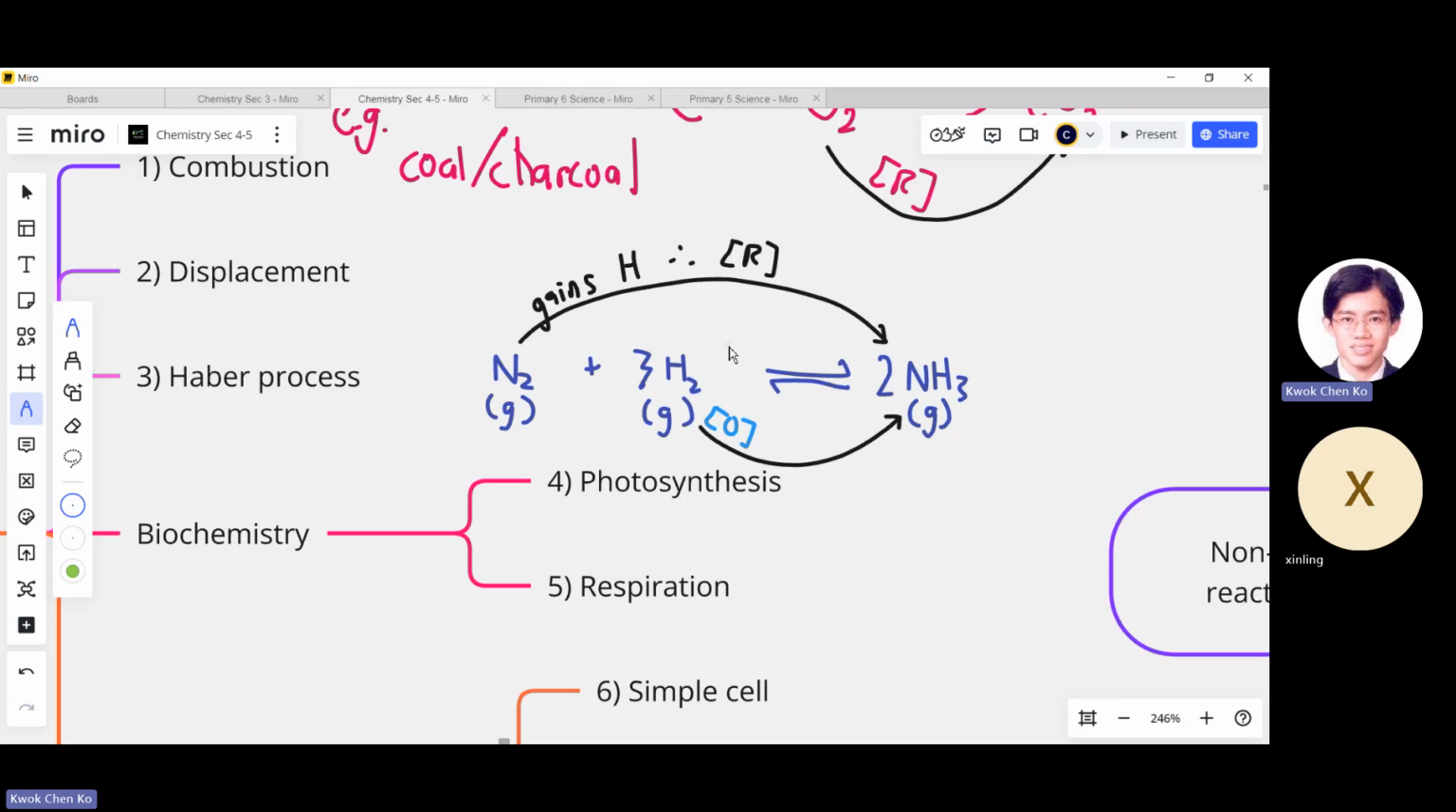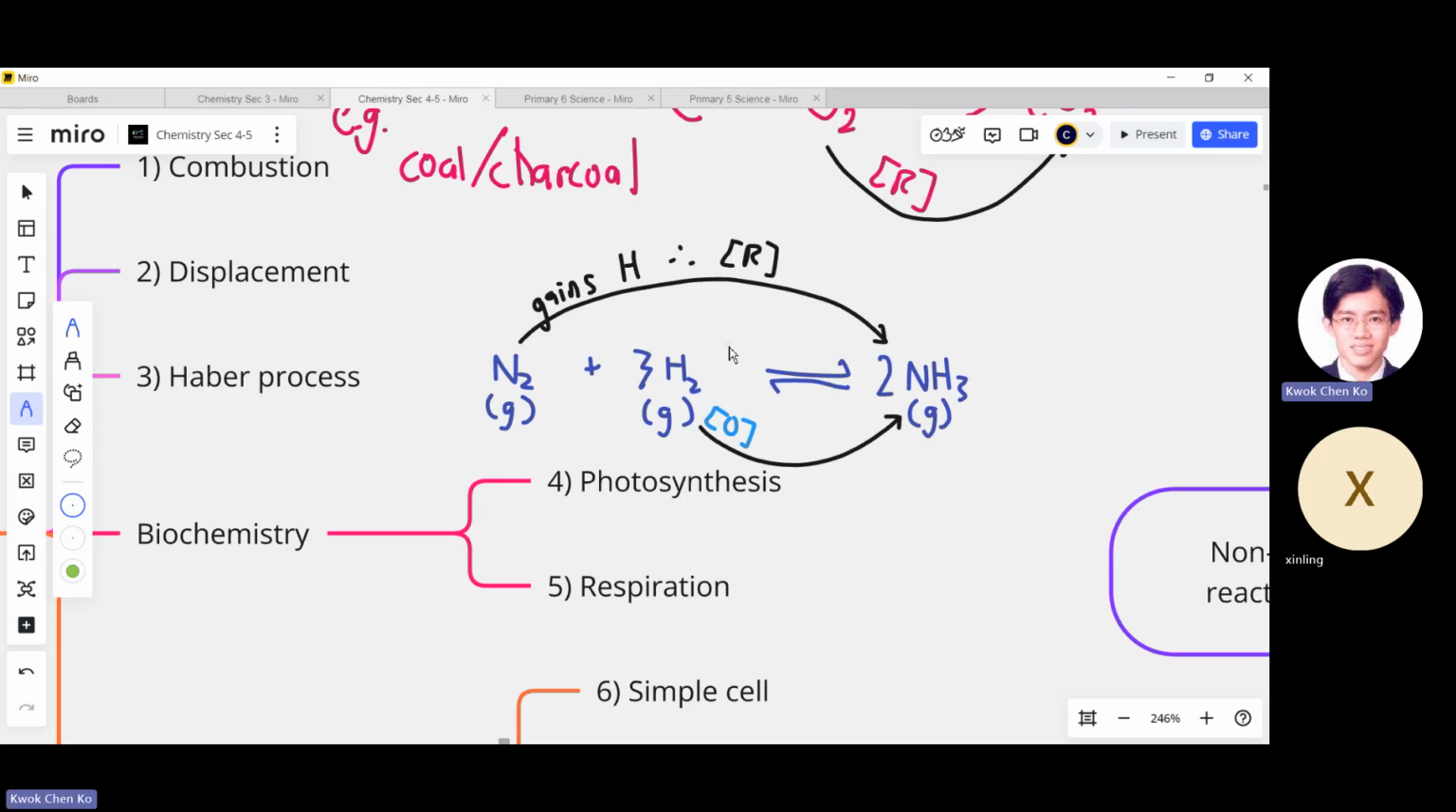But why? Did it gain hydrogen? Not really. Did it lose hydrogen? Not really. Did it gain or lose electrons? Can't really tell also. So for this explanation, I'll leave it to the last definition of redox. Okay, so at this point, you can't really tell for sure. This must be oxidation, because reduction is already here. But the explanation, let's leave it to later.